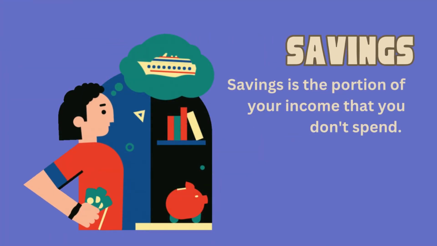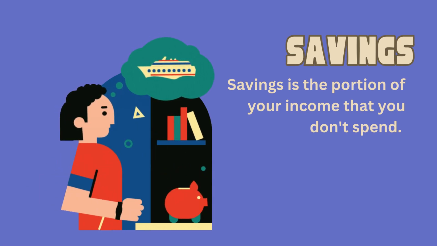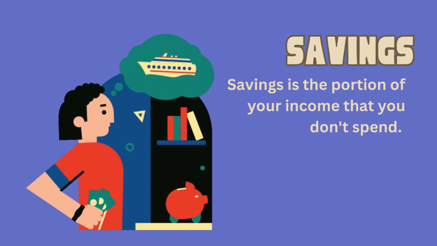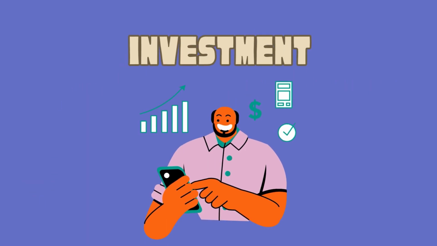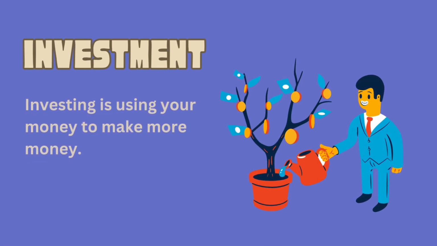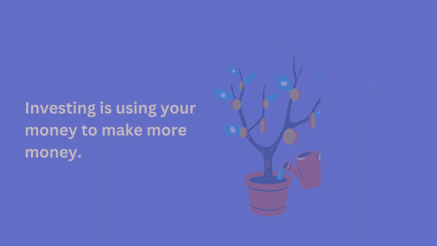Savings. Savings is the portion of your income that you don't spend. You put it aside for future needs or emergencies. It's like your financial safety net. Investment. Investing is using your money to make more money. This could be through buying stocks, bonds, or real estate. It's putting your money to work.